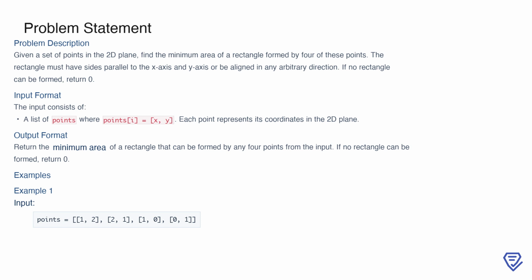The input consists of a list of points, where each point is represented as a pair of integers indicating its x and y coordinates. The output should be the minimum area of any rectangle that can be formed using these points, or 0 if no rectangle can be formed. For example, given the points (1,2), (2,1), (1,0), (0,1), we need to determine the smallest possible area of the rectangle these points can form.